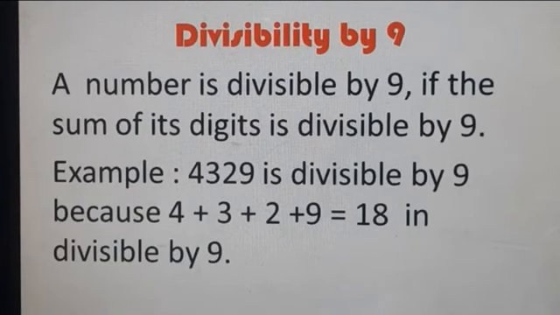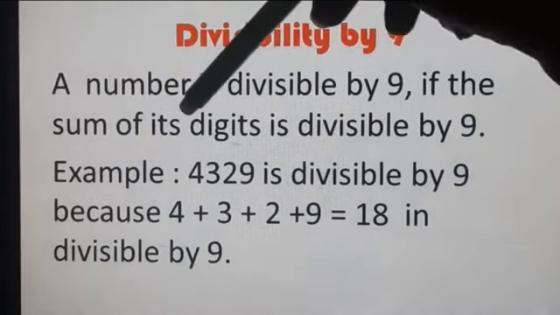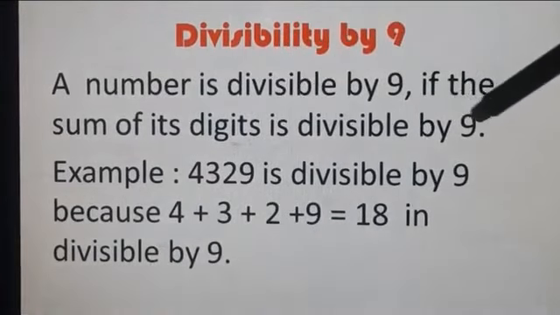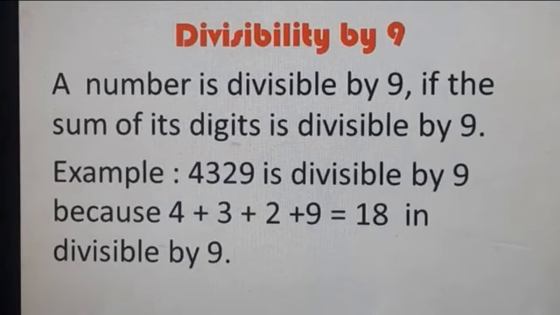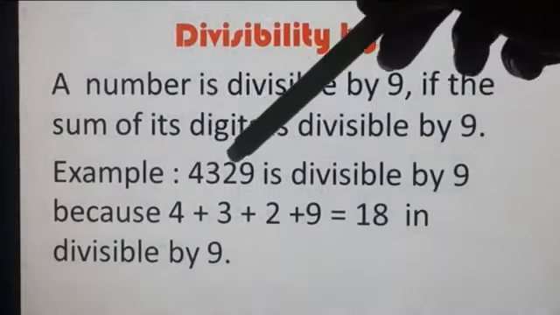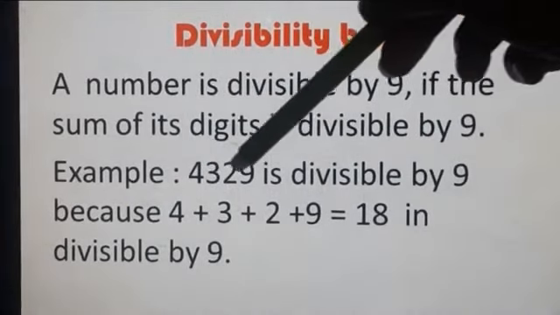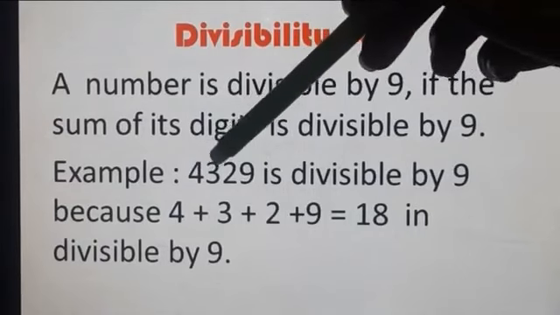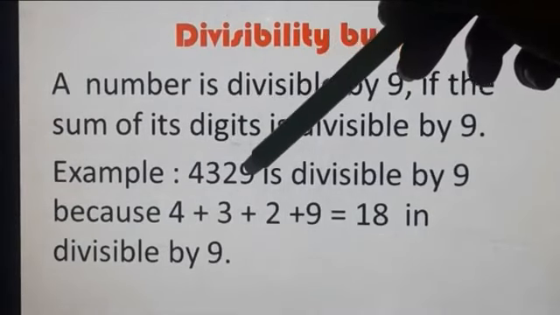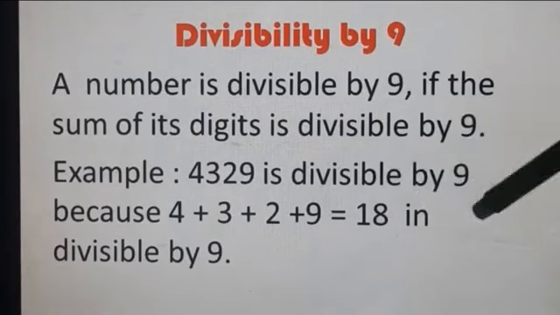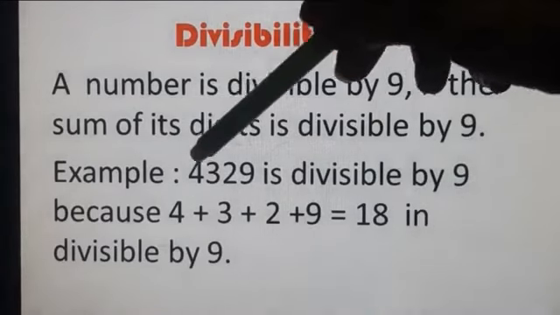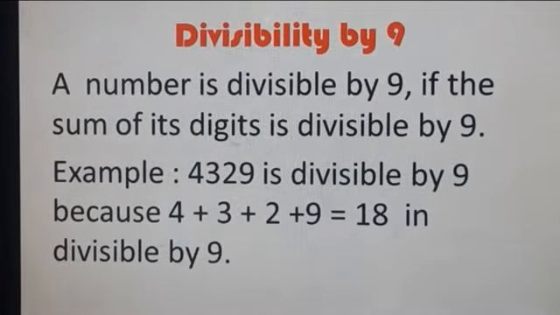Divisibility by 9. A number is divisible by 9 if the sum of its digits is divisible by 9. Again, the same rule as we did for divisibility by 3. The given number is 4329. We will add the digits. 4 plus 3, 7. 7 plus 2, 9. 9 plus 9, 18. 18 is divisible by 9. So 4329 is divisible by 9.